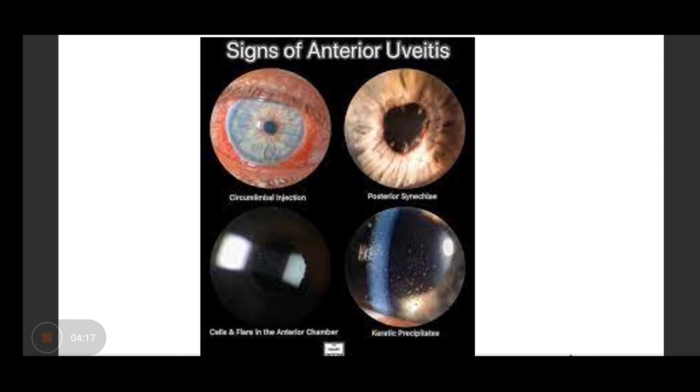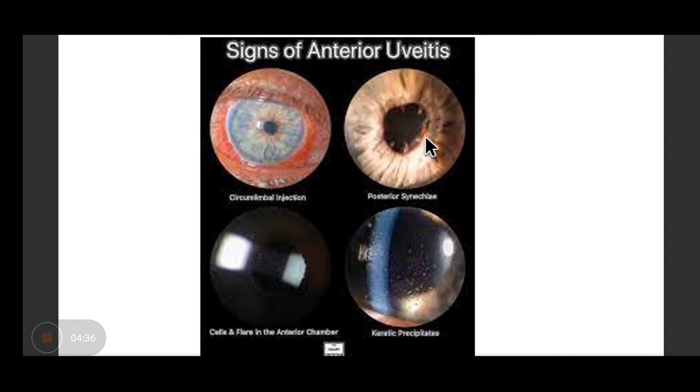So what we have to see, after the history part is over, is the physical examination of the eye. Taking anterior uveitis first, there is circumlimbal or circumciliary injection or congestion, where the eye is bloody red, and around the limbus there are blood vessels and the eye is very congested.